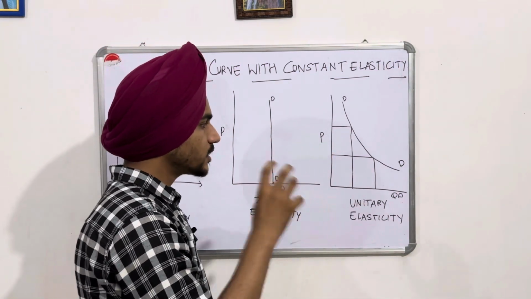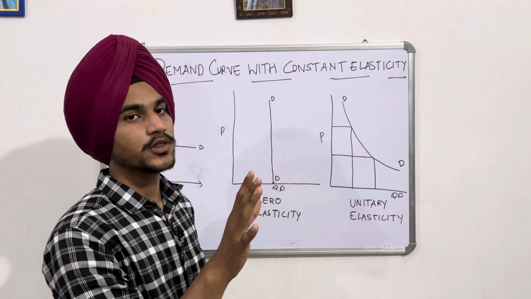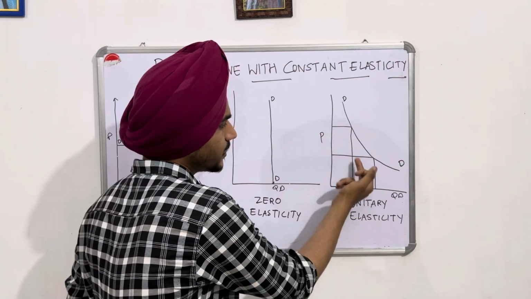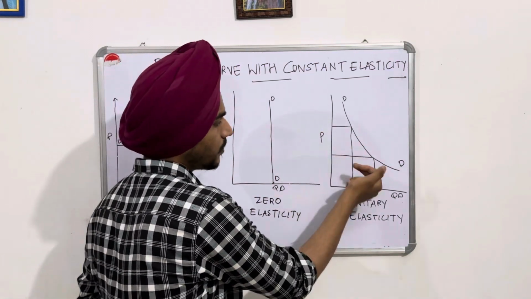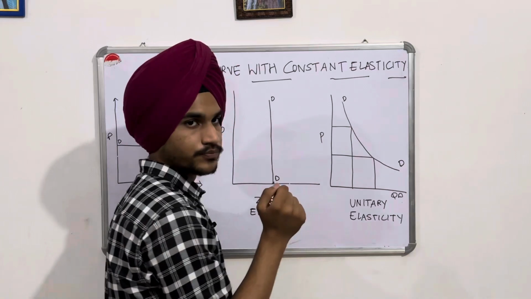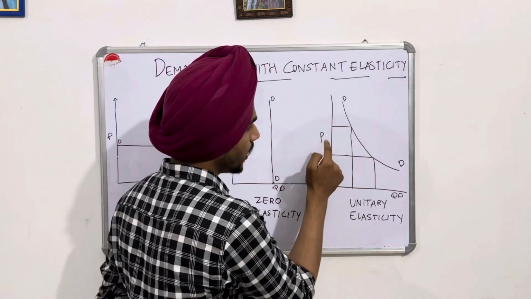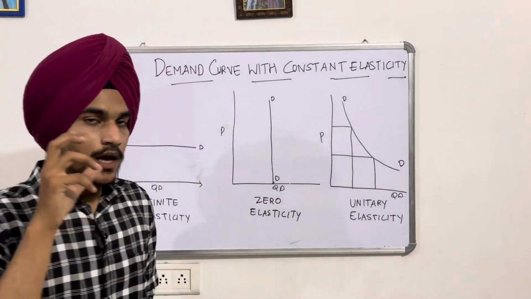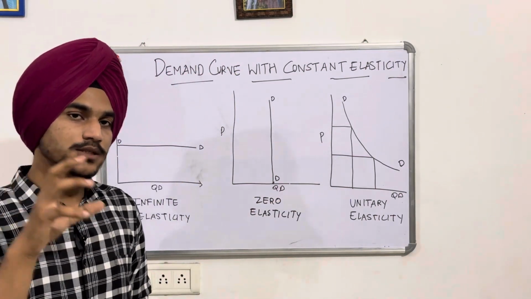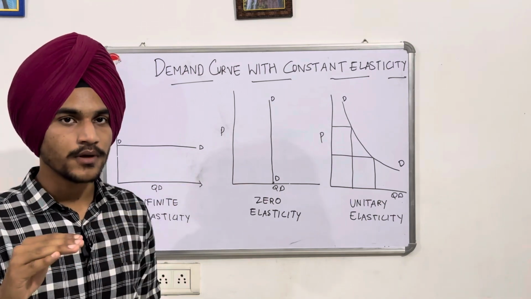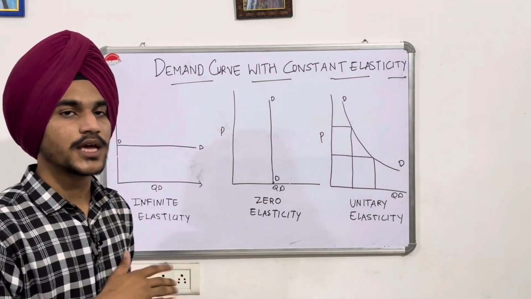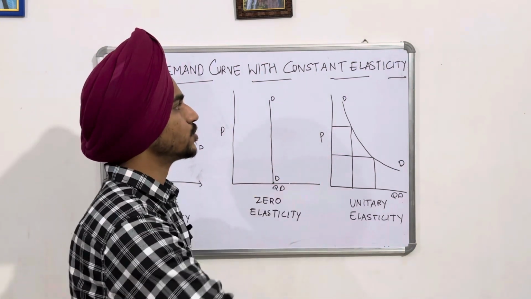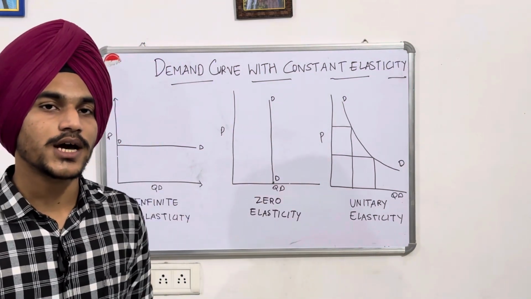And from the expenditure method, total expenditure method, to find elasticity, we know that if the rectangles are same, that means the total expenditure is same at all the price levels. In this case, two different price levels. And we know if total expenditure stays same at different price levels, that is a case of unitary elasticity. And that is why this is also the case of constant elasticity.